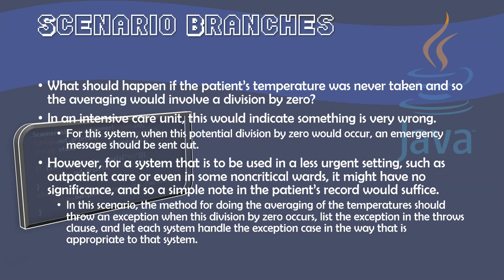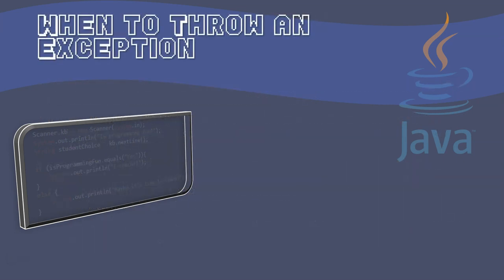List the exception in the throws clause and let each system handle the exception case in the way that is appropriate to that system. So this is, of course, when an exception class is very applicable. Yes, we're doing division by zero, but the scenario itself is more dictating what we need to use. And that, of course, is this question that we keep coming back to: when to throw an exception.